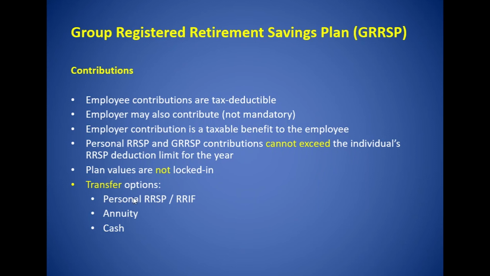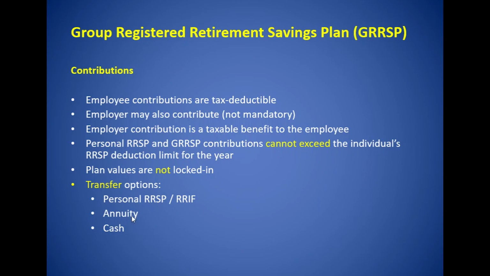So now, with respect to a group RRSP, what is it that I can do with the money that's in there? Well, at any time, I can transfer the money in my group RSP to my personal RSP. Or maybe if I'm ready to retire and start receiving an income, I can take the money in my group RSP and transfer that money into my personal RIF, Registered Retirement Income Fund. I can also take the money out and buy an annuity.